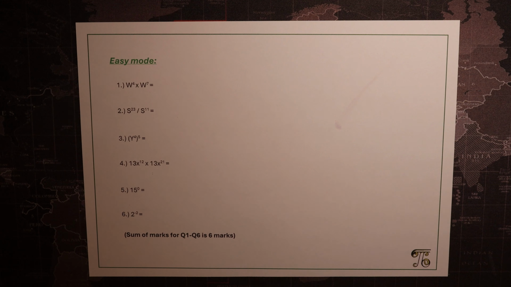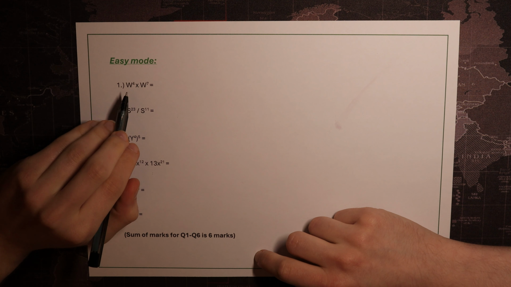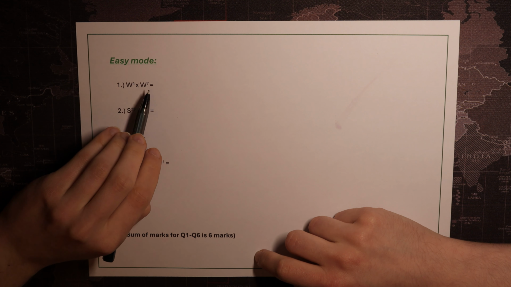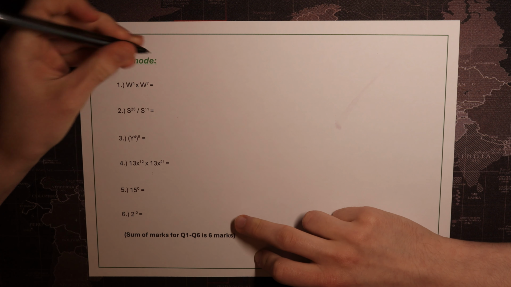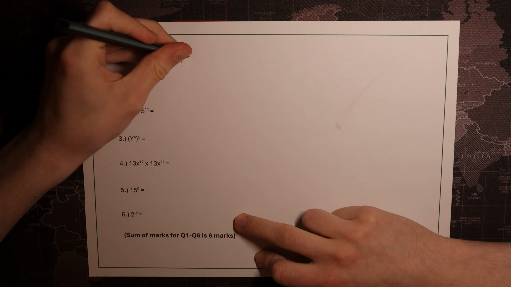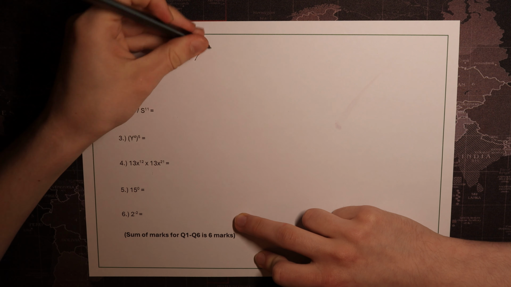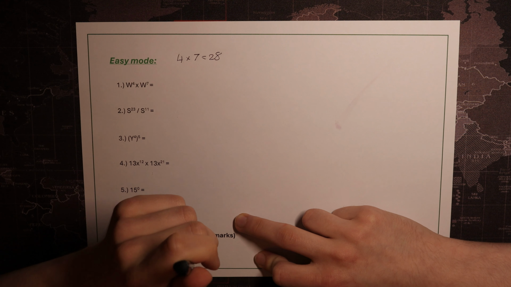Right, let's start with easy mode, shall we? So firstly with index laws, we've got a scenario where you've got w to the power of 4 times by w to the power of 7. Now, under conventional timesing, you'll think that you'll just do 4 times 7 to get w to the power of 28. However, with index laws, it's actually different.